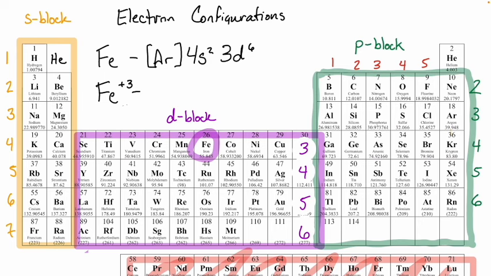All right, so I'm going to start by getting my electron configuration for iron, the iron atom. And then I'm going to remove electrons from that electron configuration in order to form an ion with a positive 3 charge. I'm going to need to take 3 electrons away. That would be both of my 4s electrons need to go, and then one of my 3d. So my electron configuration for the iron 3 ion is argon plus 3d5. All right.